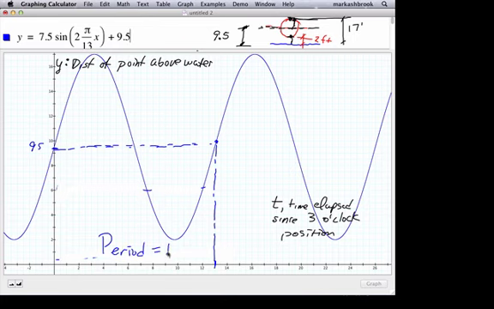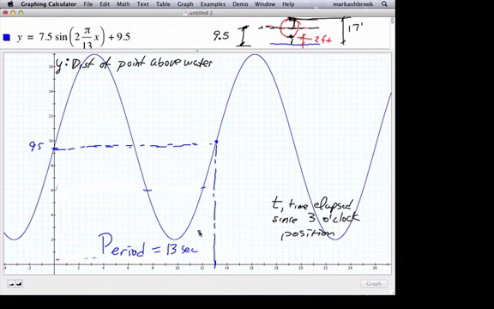13 seconds for the output to do a full cycle, right? So the period is the length of the interval of input for the output to make one full cycle of output values. So it looks like we got it right.